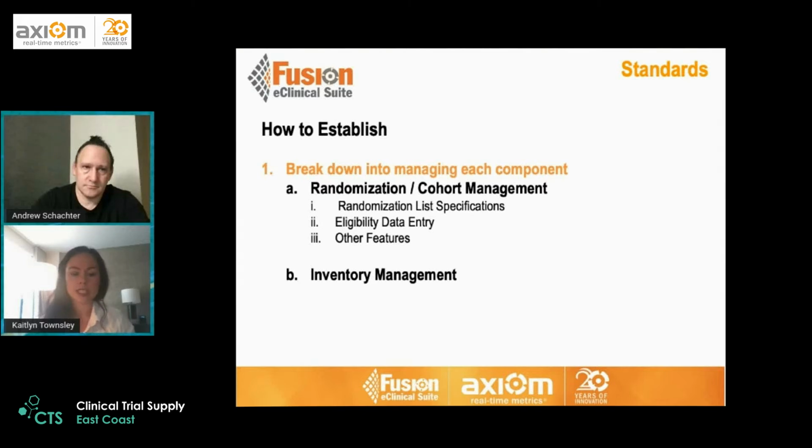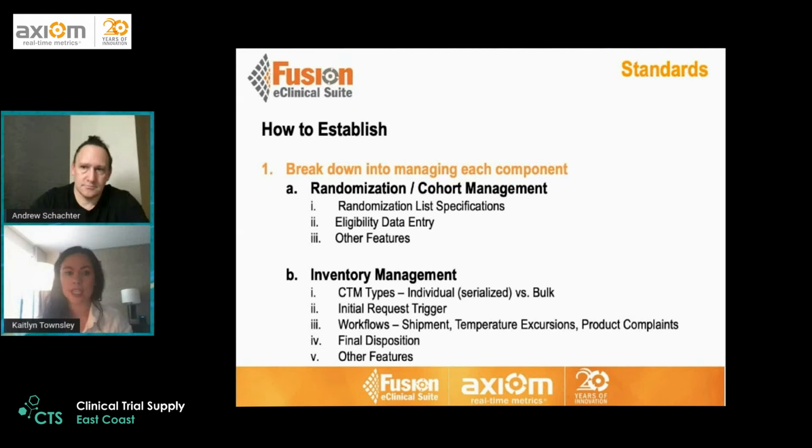On the eligibility data entry, how can we streamline so that every study maybe has the same minimum requirements? You have to do your basics of your consent information, you have to do your demographics, and you have to do your eligibility criteria. Are there other features that could be standardized for most of our studies? Replacement randomization, looking at how we manage cohorts, whether or not we're able to dynamically add cohorts on the fly, etc.